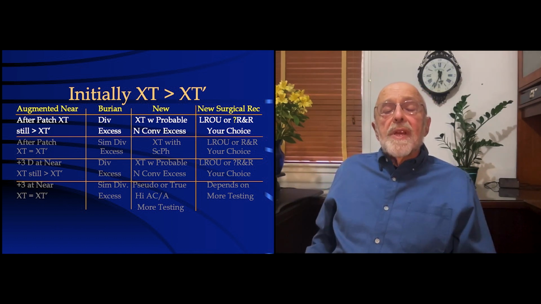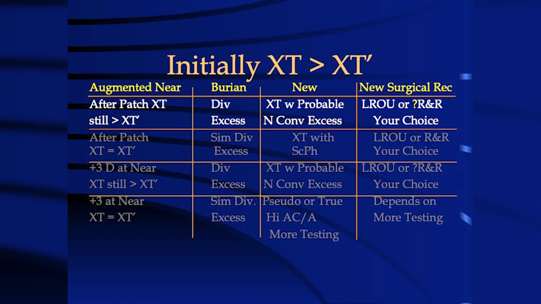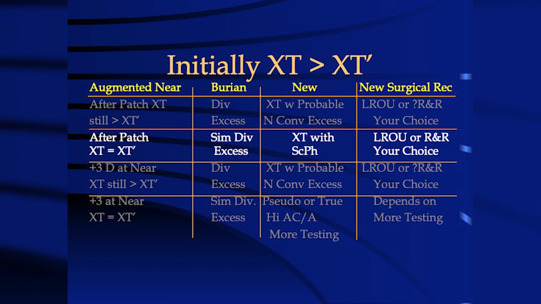Let's first look at the patient that starts with a distance deviation greater than near, as seen at the top. If you look at the row in white, if after the patch, that's your augmented near measurement, it's still greater at distance than near. Next column, Burian would call that a divergence excess. New classification says it's probably an exotropia with an excess of some kind of convergence at near. And the new surgical recommendations are you can do lateral recessions, or you can probably do an R&R. That hasn't been rigorously studied, but that is consistent with the understanding of this way of looking at distance near differences.